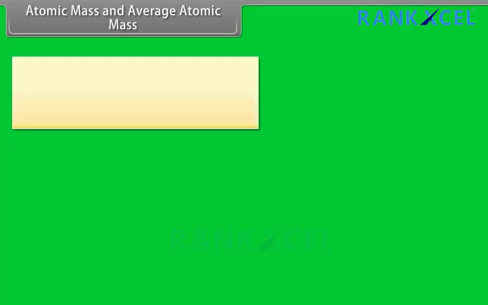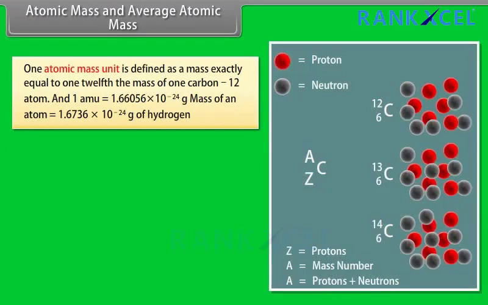Atomic mass and average atomic mass. One atomic mass unit is defined as a mass exactly equal to 1/12 the mass of one carbon-12 atom. And 1 AMU is equal to 1.66056 × 10^-24 gram. The mass of a hydrogen atom is equal to 1.6736 × 10^-24 gram.